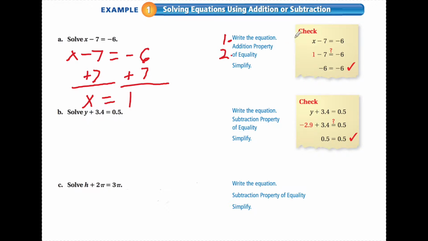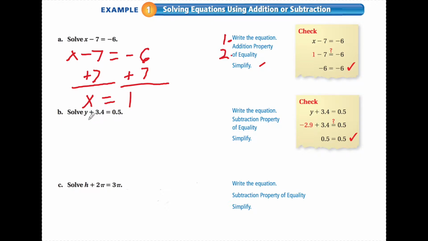Let's do that, and we can always check our answers by substituting what we got for x back in. So we have 1 for x. Take 1, plug it in for x. 1 minus 7 is negative 6. Negative 6 is equal to negative 6. If this is a true statement, then they will be equal.